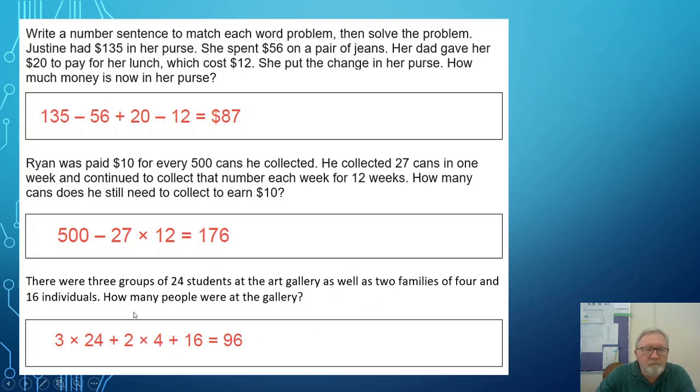All right. 3 groups of 24 students. There's that part of the story here. As well as 2 families of 4, and along with 16 individuals. So it's in 3 parts to match the story here. A multiplication, 3 groups of 24, as well as 2 lots of 4, as well as another 16. So your answer there was 96. How'd you go?